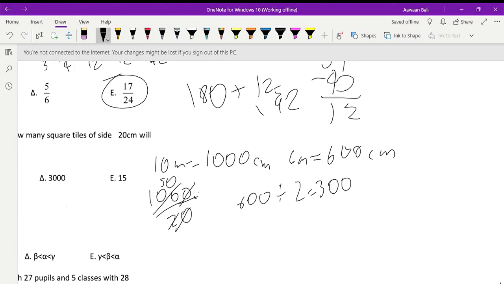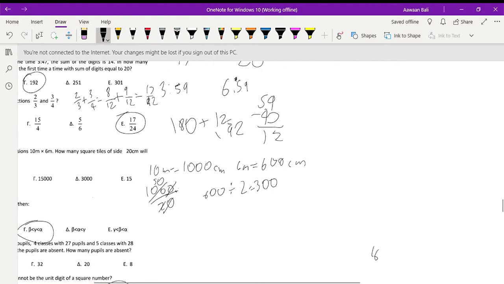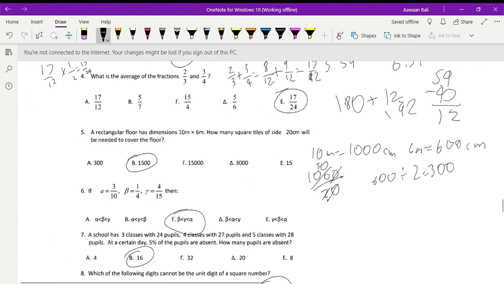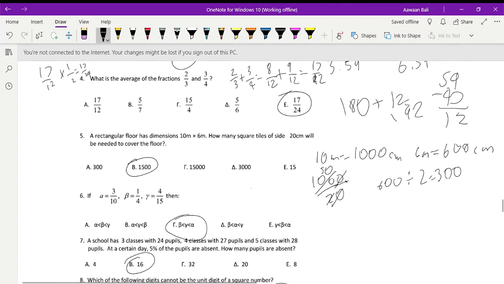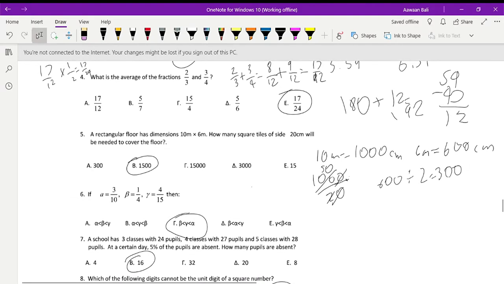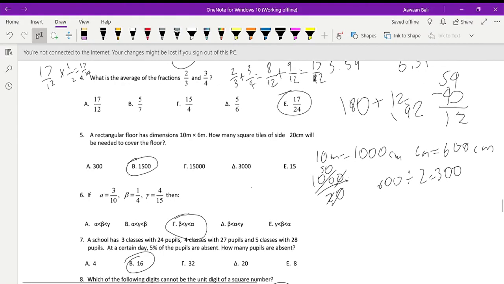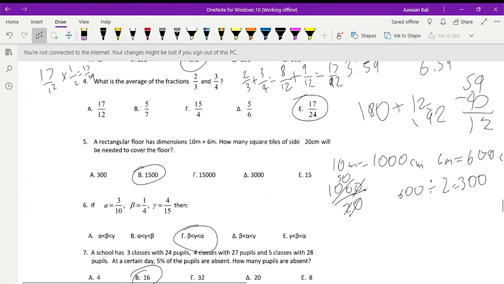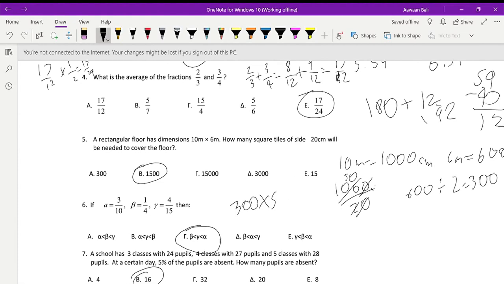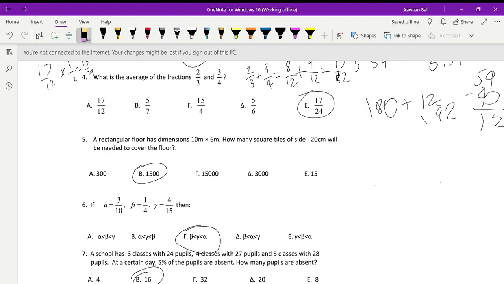It's 300 actually. So now once we do 300, and once I do 300 times 50, you get 15000. However, that is the wrong method to do it. Basically, what you would have to do is the square tiles of side 20. So you have 400 centimeters. You can make that into 4 meters.